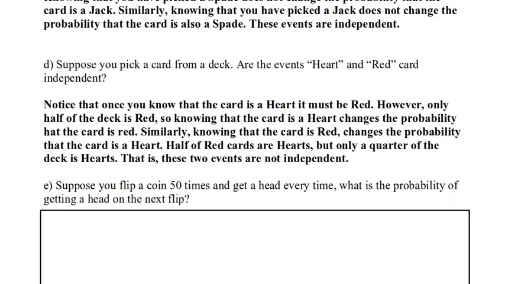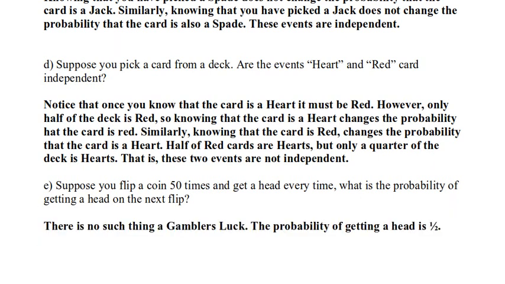Now, this is a classical statistics course. So what I'm going to put here is what we say in a classical statistics context. There's no such thing as gambler's luck. The probability of getting a head on that 51st flip is 1/2. In other words, the previous history of that coin tells us nothing.